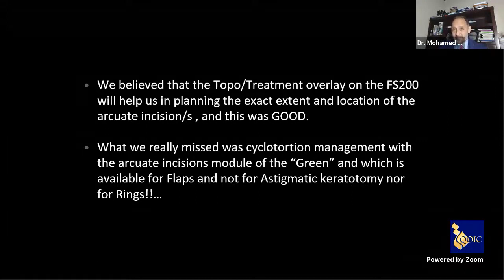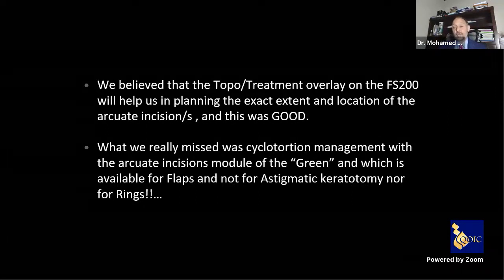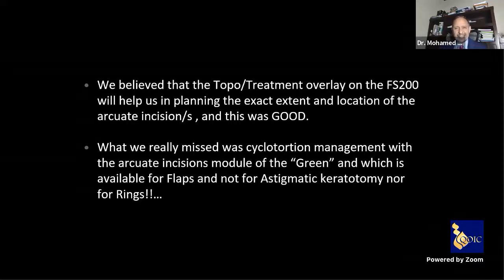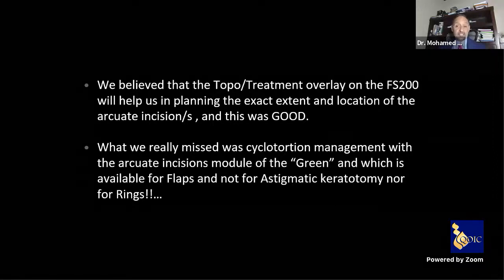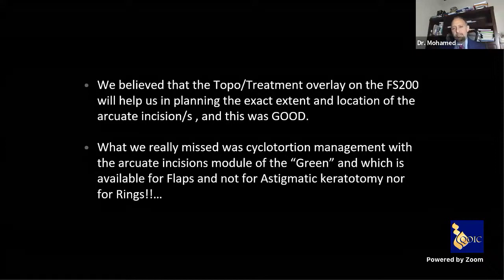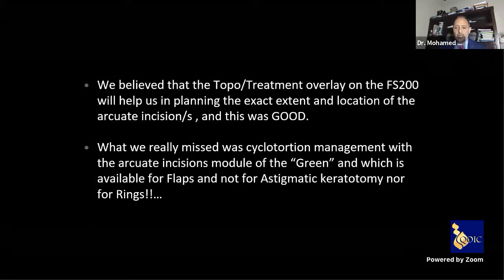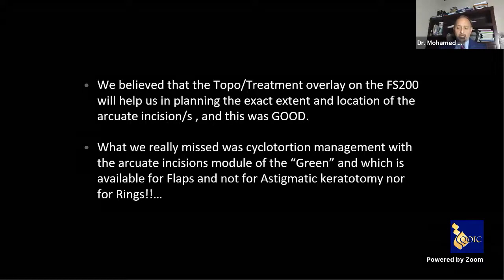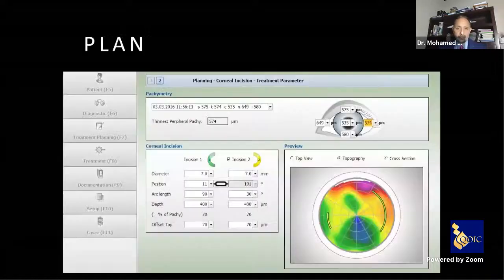What we really missed at that time was the cyclotorsion management. After docking of the patient, you end up with a little bit of cyclotorsion. And this is a primarily astigmatic correction. So any off-axis treatment will end up with a sub-optimal difference in the achieved treatment that you would like to give the patient.